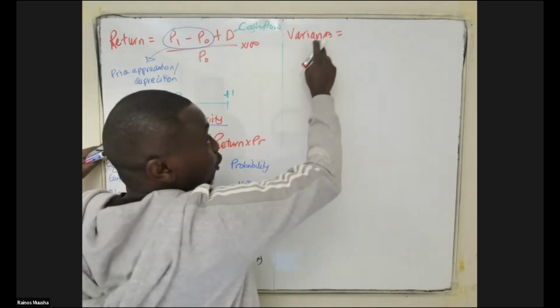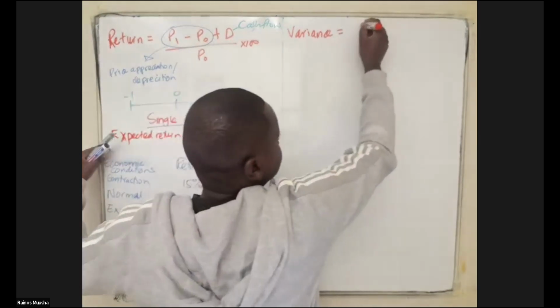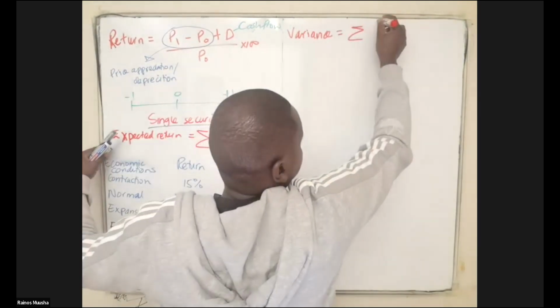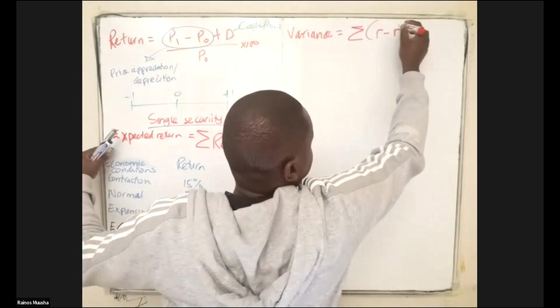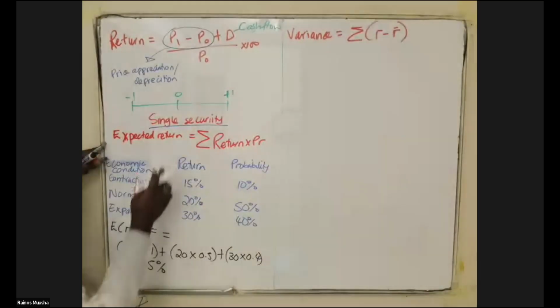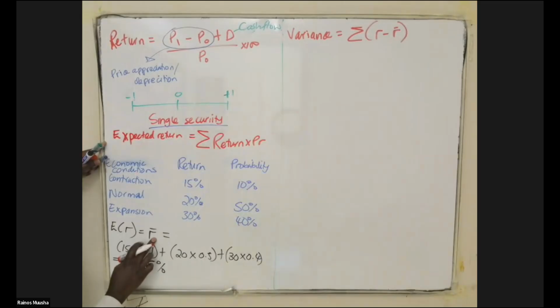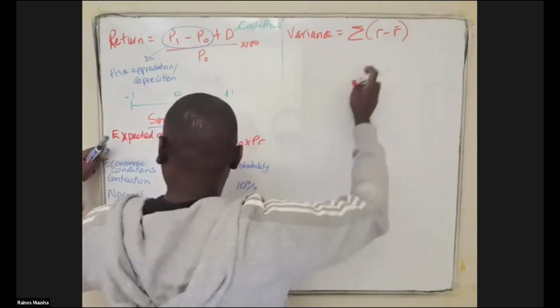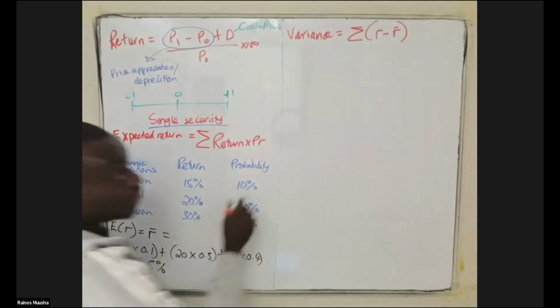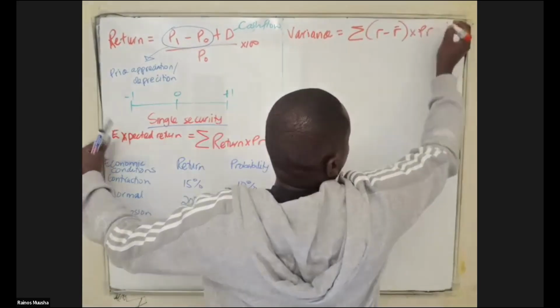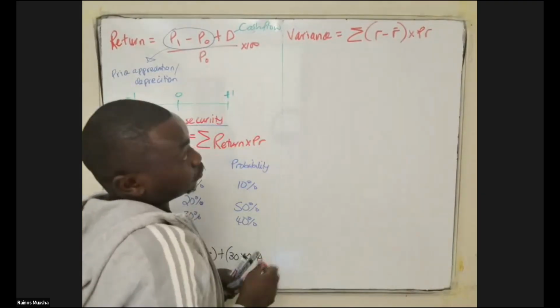Then step number 2, you need to calculate the variance, and the variance is given as the sum of the return minus expected return. Remember, the expected return is what we say is this arrow with the bar on top. So it will be the return observed minus the expected return that we have calculated in step number 1. And you're going to multiply this by the probability of earning these returns as well.